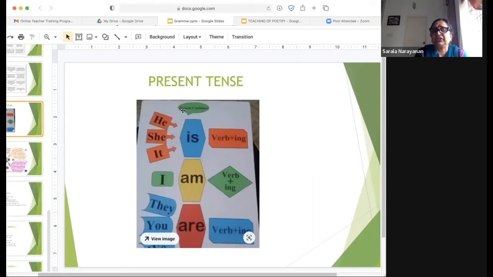See, present continuous. Somebody asked me for the third person, ma'am. So you bring in person also. He, she, it, is plus verb plus ing. I, am plus verb plus ing. Then they, you, we, are plus verb plus ing.